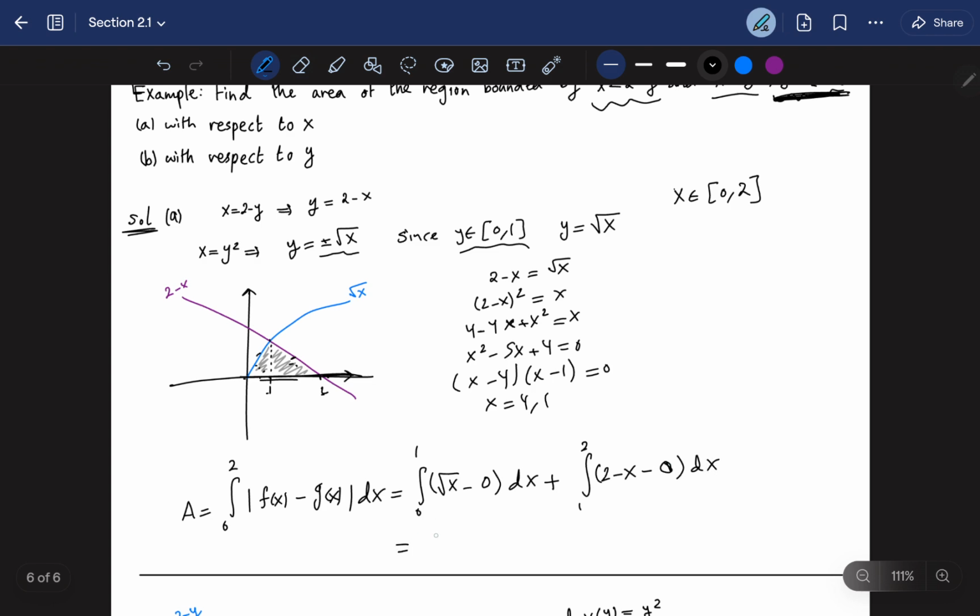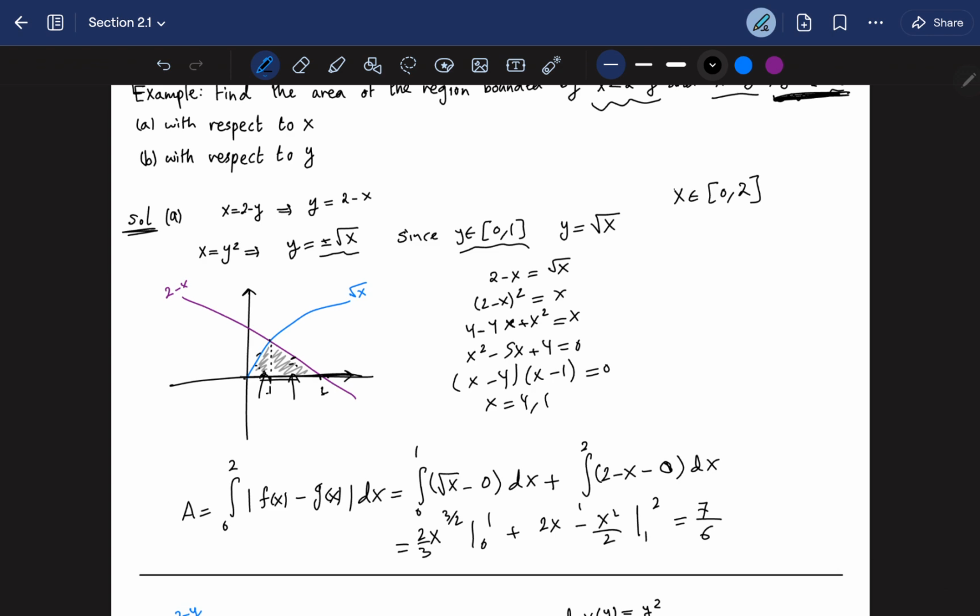And you can integrate easily. You're going to get the integral of x from 0 to 1 plus 2x from 1 to 2. If you simplify, you're going to get 7 over 6. Now, finding the area with respect to x created 2 regions, which created more work for us.